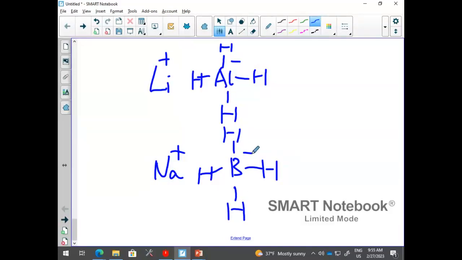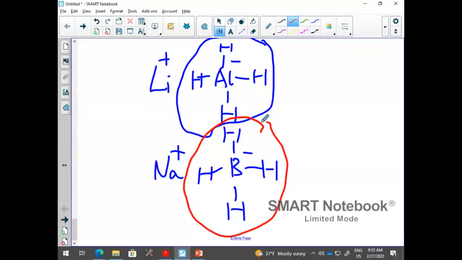So both of these two are reducing agents. The lithium and the sodium ion, again, you can treat them as spectator ions. So the key part responsible for the reduction power is AlH4 minus and BH4 minus. Okay. So these are the two key reducing reagents.